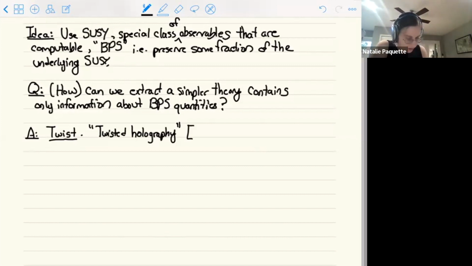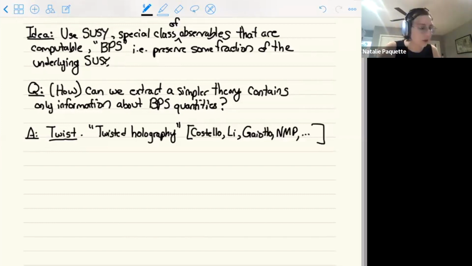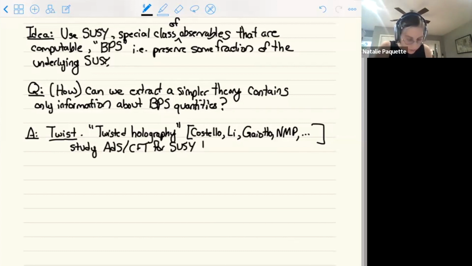Twisted holography, in particular, is a subject that's been developed in recent years by Costello in collaboration with Si Li, Davide Gaiotto, and myself in various papers. Many other people have contributed to it, so I'm not giving an exhaustive list, of course. But again, the idea of twisted holography is that we want to study the AdS/CFT correspondence for supersymmetric top-down examples.